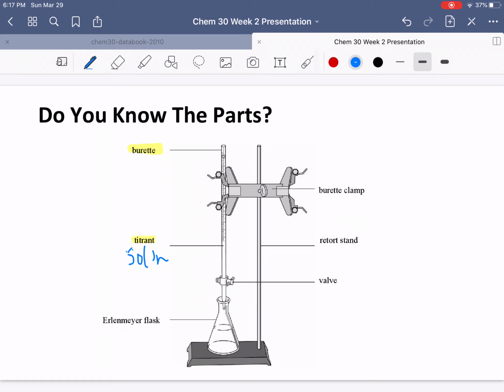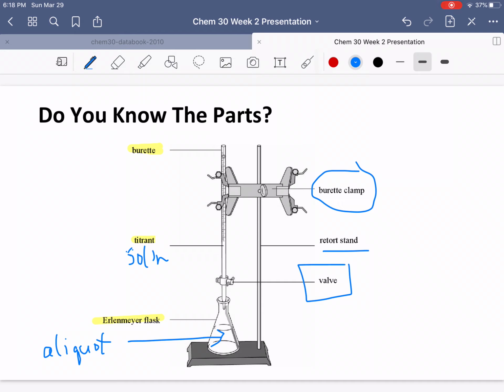Erlenmeyer flask is what you see on the bottom here. And inside the Erlenmeyer flask, the solution that's in here is called the aliquot. That would have been a term that you learned last year as well. Now, the other three are simply pieces of equipment. The burette clamp holds the burette to the retort stand. The valve is called the stopcock valve. It's what we can very carefully control the amount of titrant that's leaving the burette.